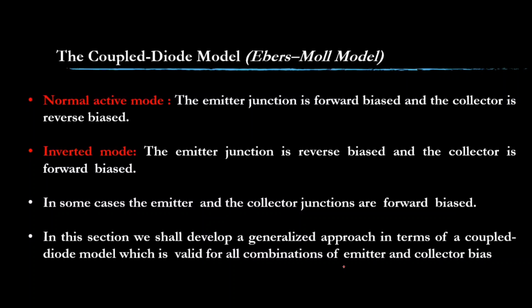Okay, let's start. Here we need to consider two modes of BJT. One is known as normal active mode, another is known as inverted mode. There is one more mode that will be explained using these two modes only later. Normal active mode means the emitter junction is forward biased and the collector junction is reverse biased.